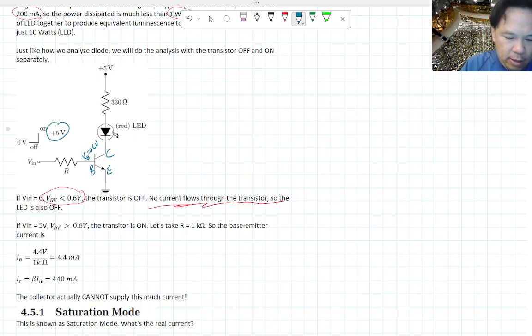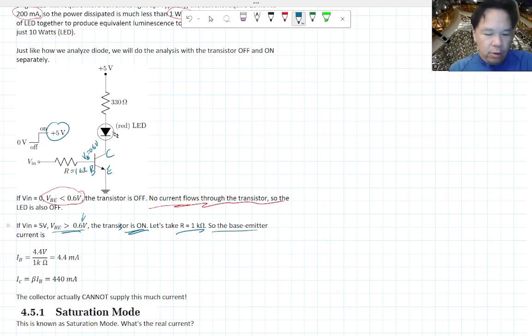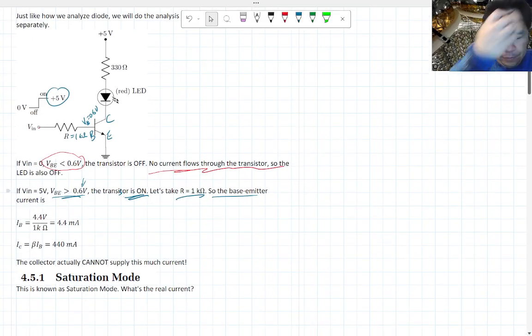So if Vin is at 5 volts, the voltage between the base and the emitter is going to be 0.6 volts. The transistor actually turns on. Picture that here. And let's say we take this R value to be 1 kilo ohm. Let's calculate how much current flows through this transistor in this case.